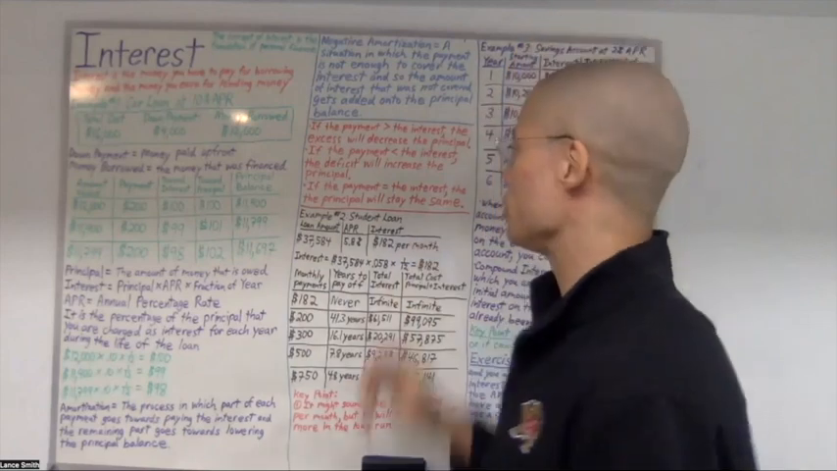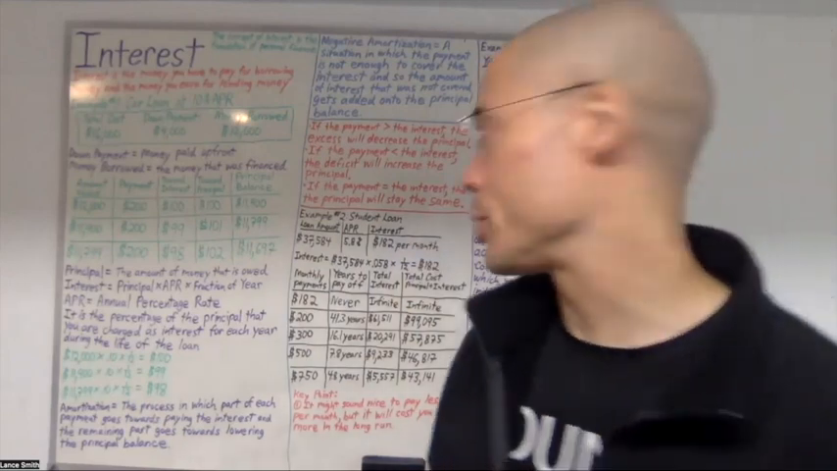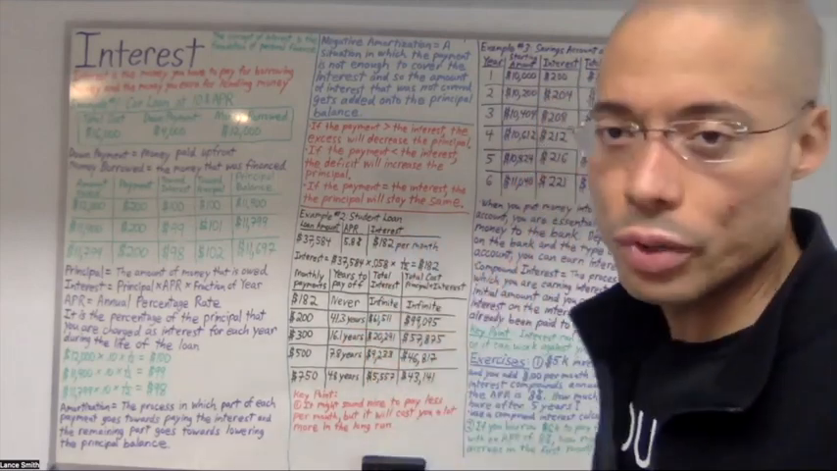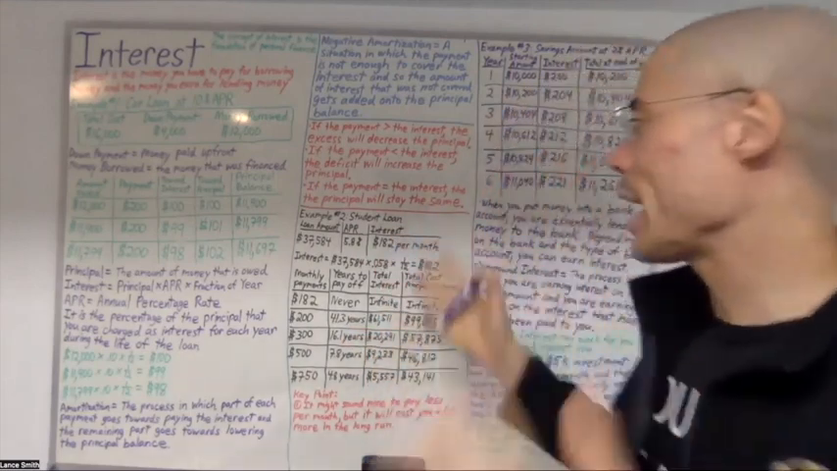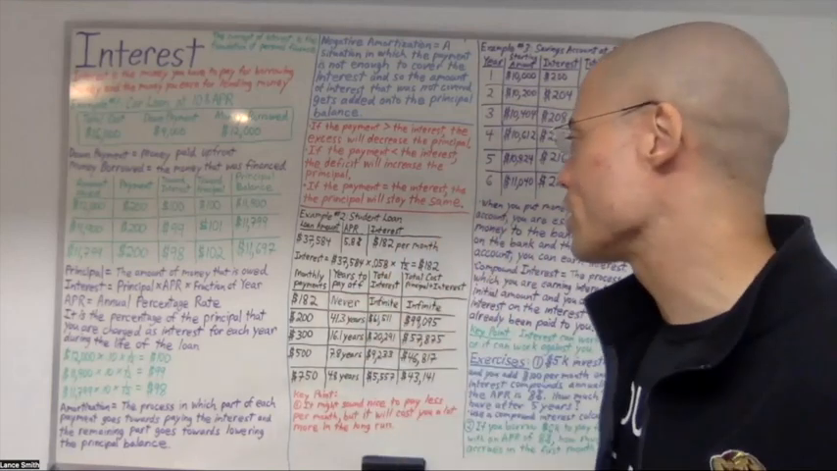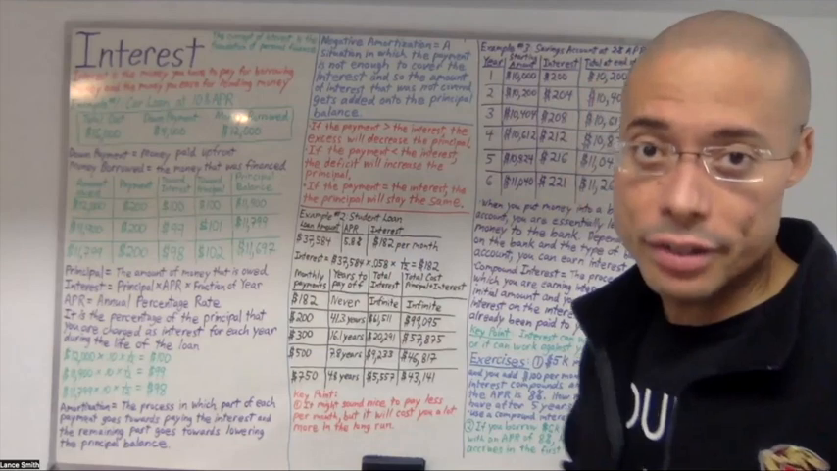Now, let's jump into example number two. This example is about a student loan. Now, in this example, let's say the student loan amount is $37,584.